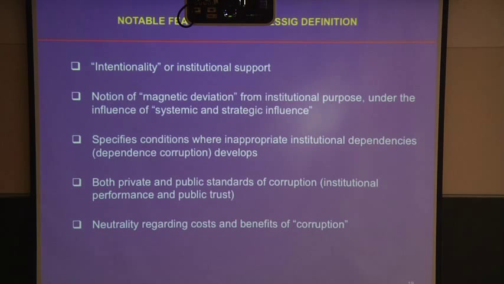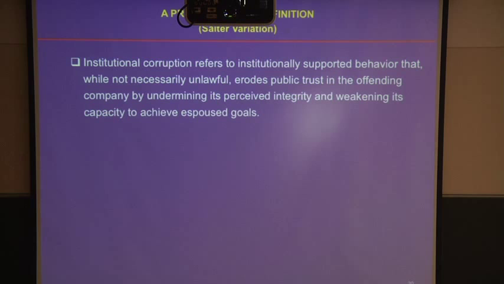And then there's neutrality regarding costs and benefits of corruption. One of the things Professor Lessig says is that this could be corrupt, but there may be some good things about it as well, which is an interesting twist. Actually, it's central to his definition. I have a slightly different one that I use. It's derivative, but when I'm talking about institutional corruption in the private sector, I'm referring to institutionally supported behavior that, while not necessarily unlawful, erodes public trust in the offending company by undermining its perceived integrity and weakening its capacity to achieve its intent or its espoused goals.